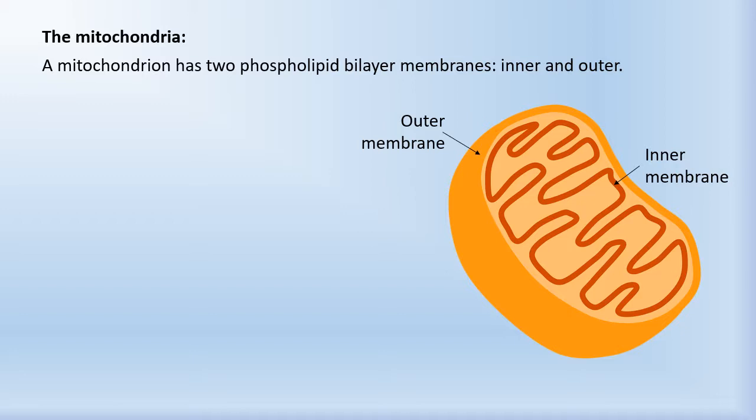A mitochondrion, that's the singular term for mitochondria, plural, has two phospholipid bilayer membranes, an inner and an outer. Both of these membranes are the same type of membrane as the plasma membrane and all the other organelles. Look at the picture. The outer membrane enclosing the mitochondrion and the inner membrane create a space between them called the intermembrane space. The space inside the inner membrane is known as the matrix. The folds of the inner membrane create corridors known as cristae.